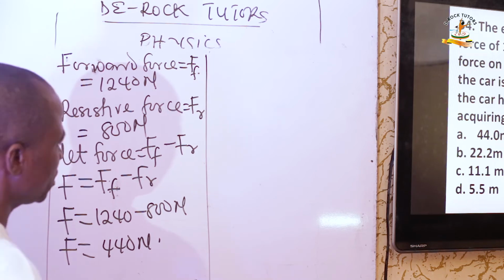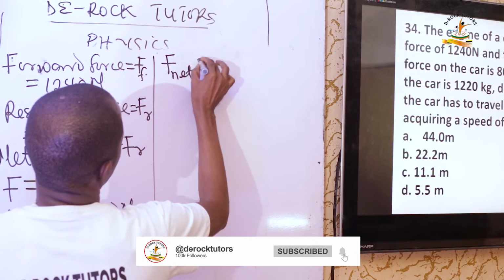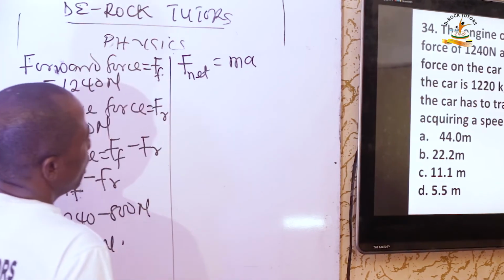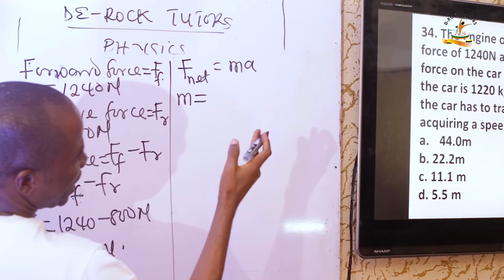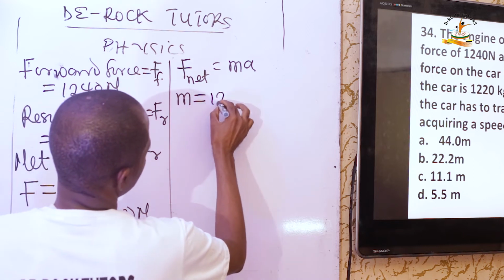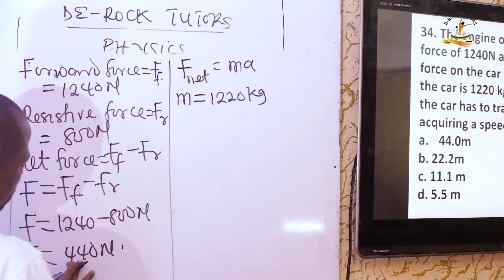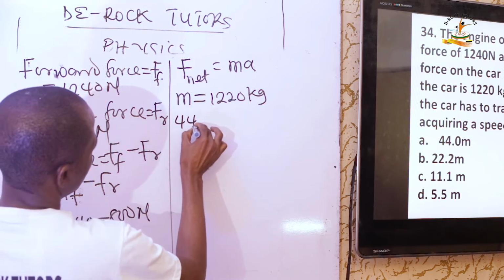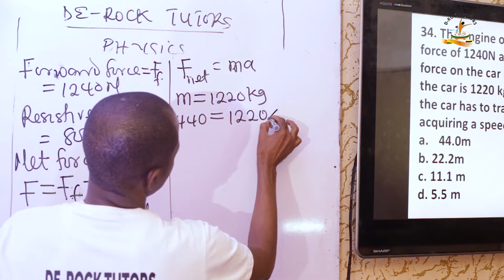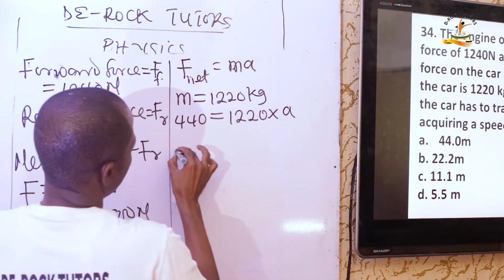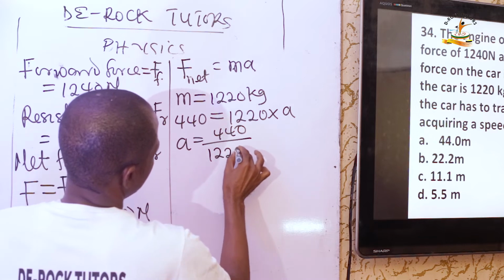Next, let's calculate the acceleration. We know that the net force is equal to ma. And what is our m? That's the mass of the engine. And we are told the mass of the car is 1,220 kilograms. We've calculated our net force to be 440 Newton. So that will be 440 Newton is equal to the mass, which is 1,220, times a. That's acceleration. And then our acceleration now is 440 divided by 1,220.